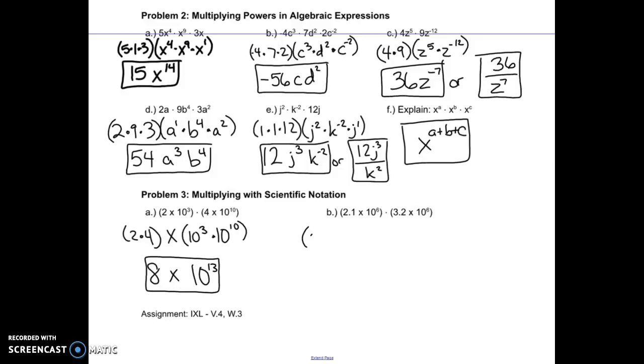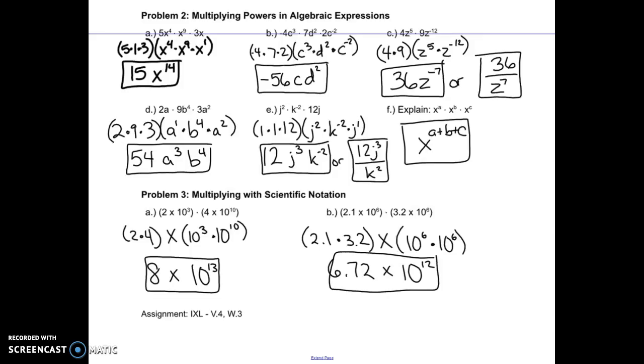So let's do B. We do 2.1 times 3.2, our special times sign, and then 10 to the 6th times 10 to the 6th. So we're going to multiply our first two numbers. When we do, we get 6.72 times 10. 6 plus 6 is 12. So 6.72 times 10 to the 12th. Again, that 6.72 is a number between 1 and 10, so it's fine. We're going to go ahead and flip over to the back.